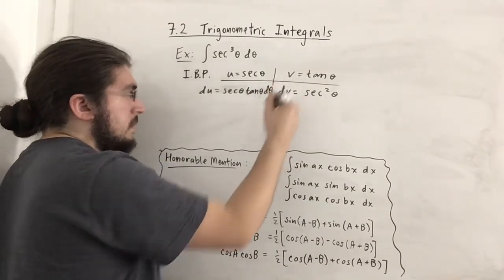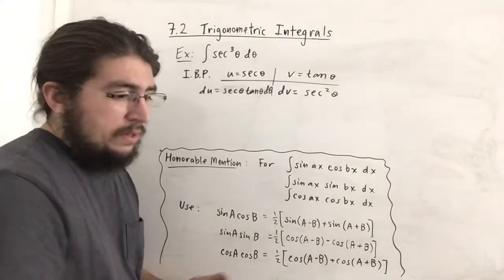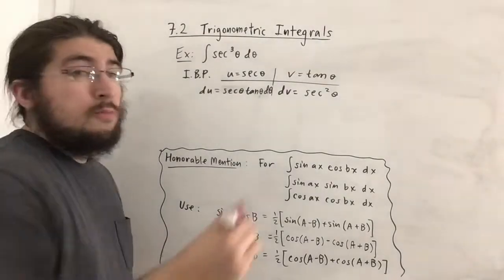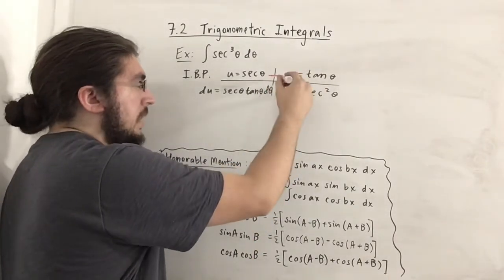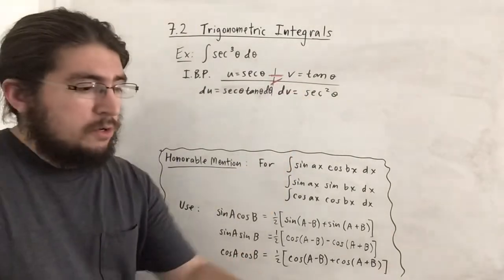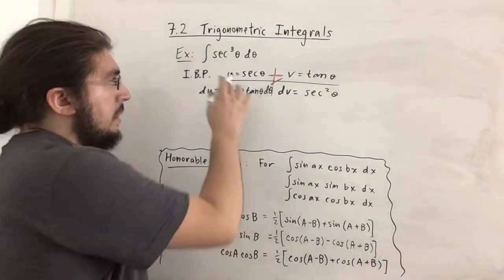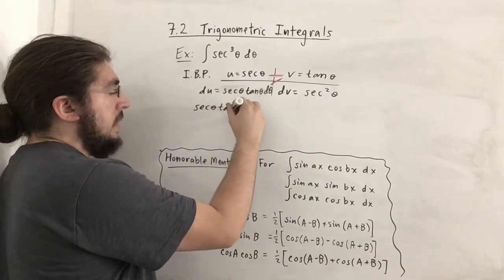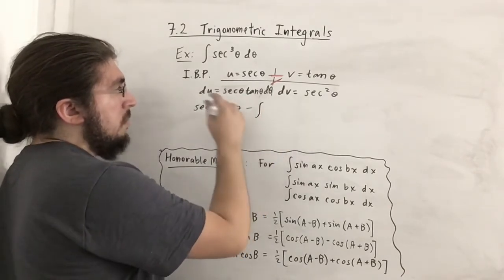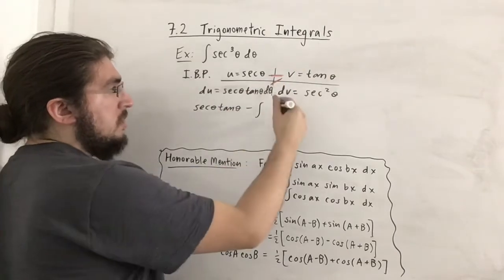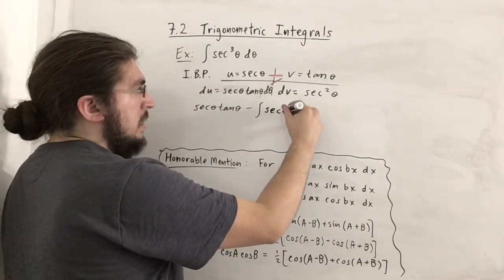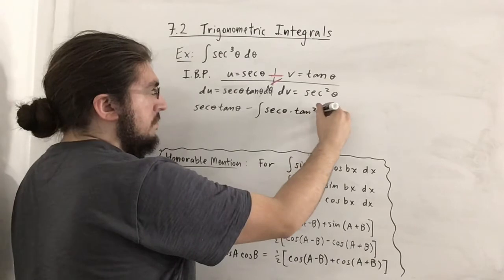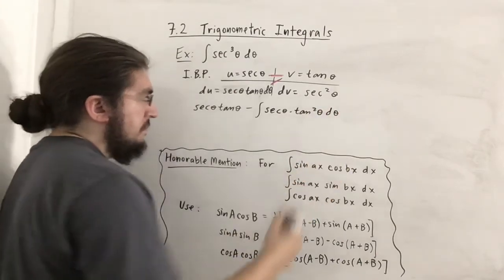There we go, that works. So now again, recall that the integration by parts formula is uv minus the integral of v times du. So that's going to be, u times v is going to be, let's see, secant theta tangent theta, minus the integral of, when you multiply v to du, you end up with secant theta times tangent squared theta.